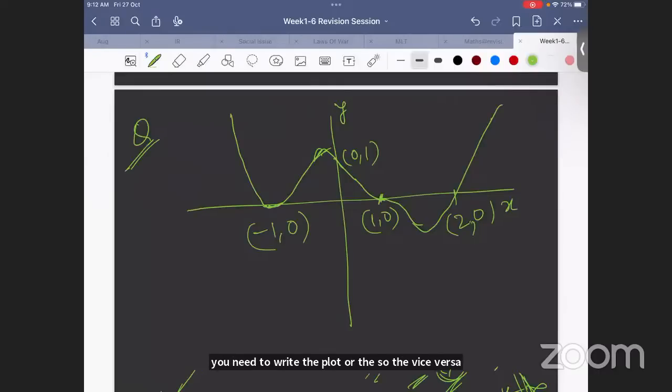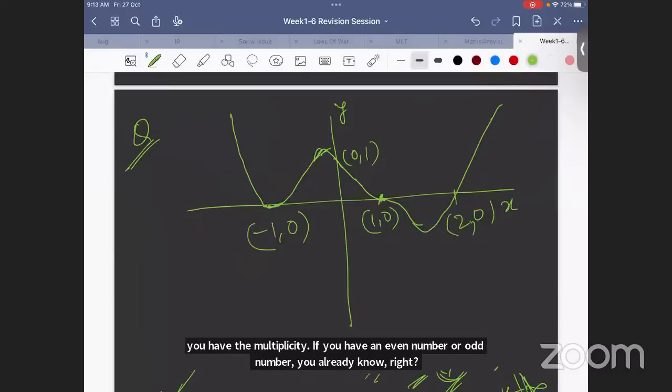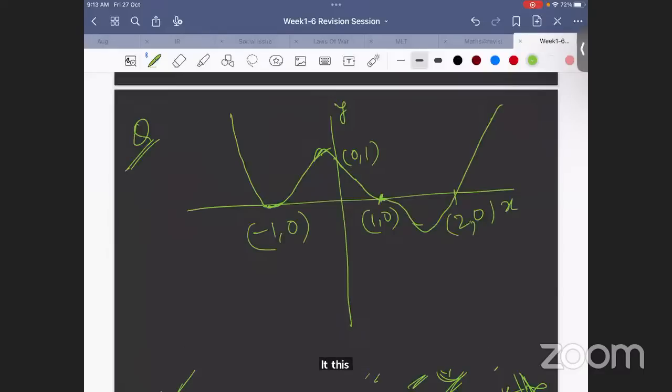Yeah, so sir, at the point 1, 0, is it passing through, or is it touching the line and then passing? When at 1, 0, it's passing the x-axis, right? It's passing. You should not be worried about that. You have the multiplicity. If you have an even number or odd number, you already know, right? If this was bouncing off, it would have shown something different, right?